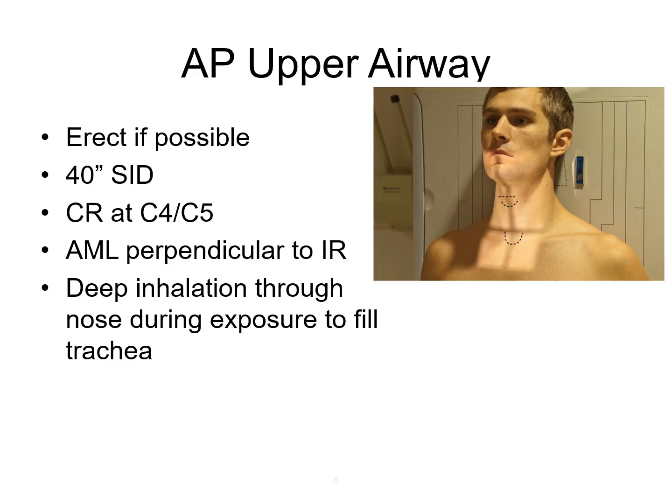So there's basically two projections for the soft tissue neck. So for the AP, we are going to have the patient erect if possible. You're going to be using a 40-inch SID. Your center ray is going to be at the level of C4, C5 with a perpendicular beam. And you want your AML to be perpendicular to your IR.